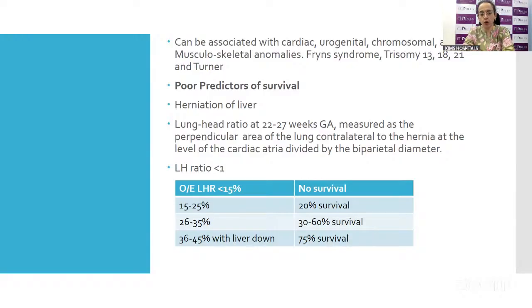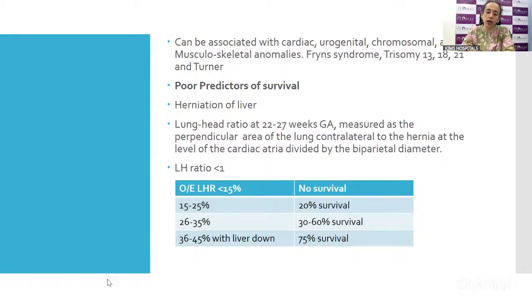Herniation of the liver is one of the poor predictive factors, and the lung-to-head ratio is generally measured at 22 to 27 weeks of gestation. It is measured as the perpendicular area of the lung contralateral to the hernia at the level of the cardiac atria, and it is divided by the biparietal diameter. So if the lung-to-head ratio is less than 1, then it is a poor prognostic factor.